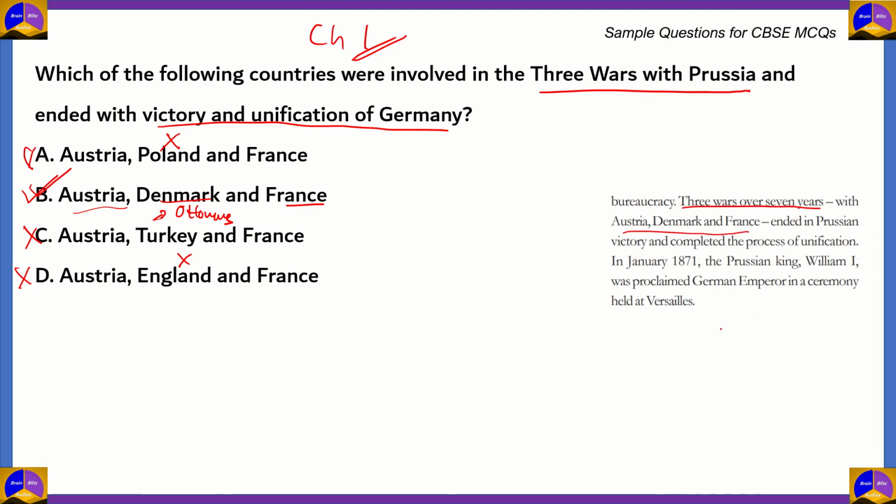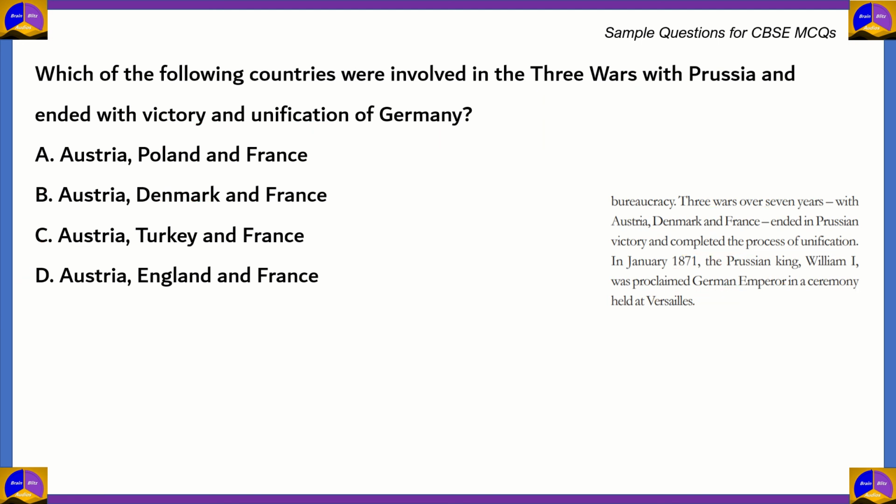This is from page 19, which talks about the unification of Germany, chapter number 1. And it ended in Prussian victory and completed the process of unification in January 1871. The Prussian King William I was proclaimed German Emperor in a ceremony held at Versailles. So, option B, Austria, Denmark, and France, is the correct answer.